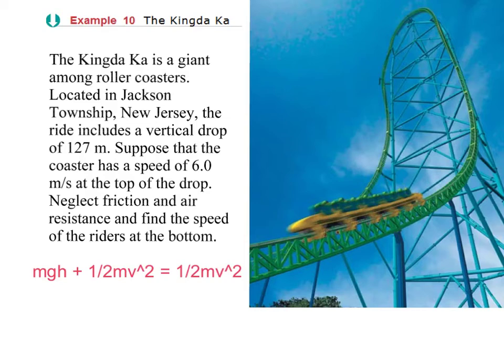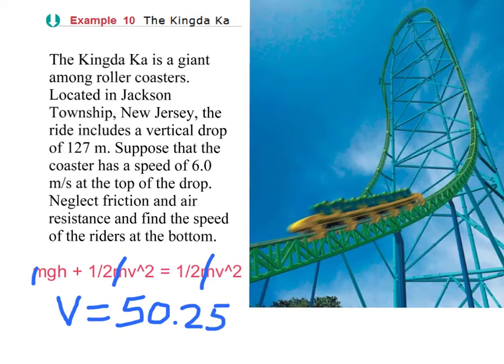But you probably realized at some point that you didn't get the mass of the roller coaster. Well, it just so happens that since mass is in all of our terms, mass just cancels out, and we end up with a velocity of 50.25 meters per second.